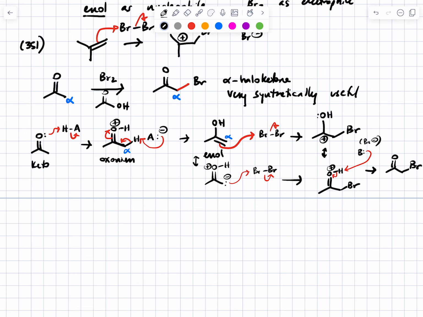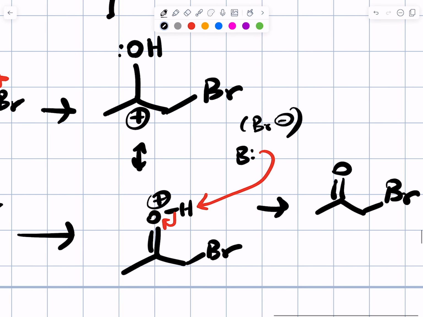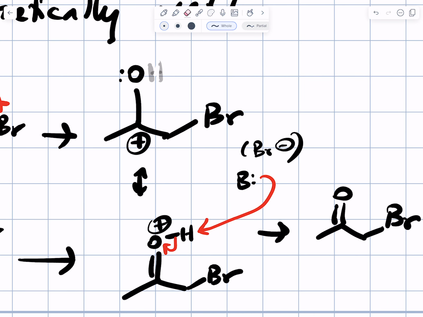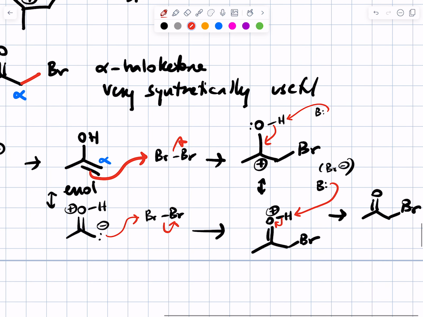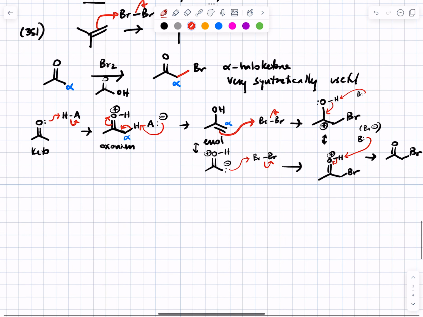What was the last step again? Last step is deprotonation of the oxonium ion to get the alpha halo carbonyl. You can show that deprotonation either in the way I've shown you below or this way. Both of those are fine. They are fully equivalent.